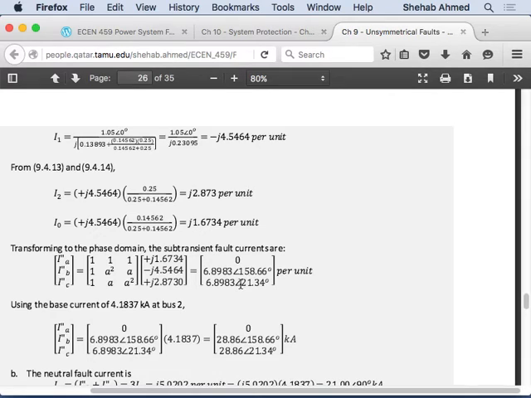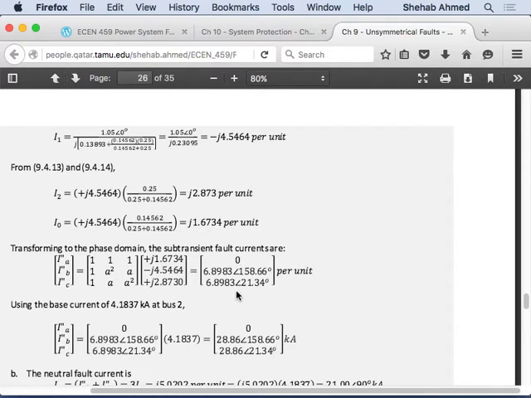We expect that phase A current is equal to 0, because this is a double line to ground fault. We said that phase A is open, phases B and C are connected and touching each other, and then there's impedance between them and ground. So we expect phase A current is 0, and that's what we ended up with.